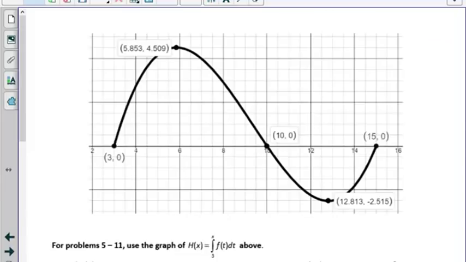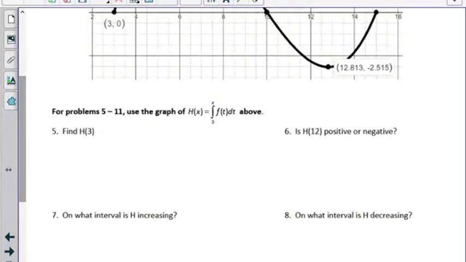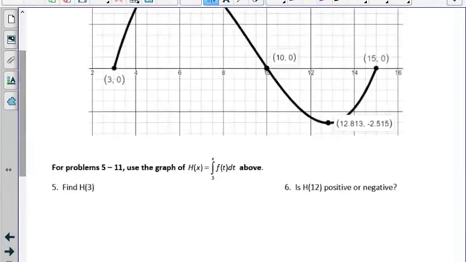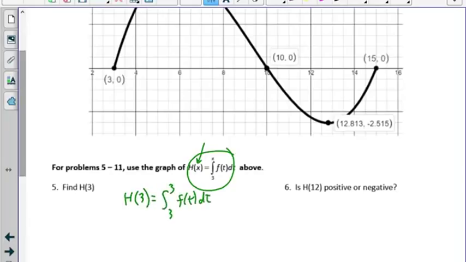Finally, we're going to take this graph and we're going to do problems 5 through 11. So find h of 3. Notice that in this problem, capital H is the integral from 3 to x of f of t dt. So what I'm going to do is I'm basically finding signed areas. So h of x is finding signed areas. Okay. So if I find h of 3, notice that h of 3 is the integral from 3 to 3 of f of t dt.